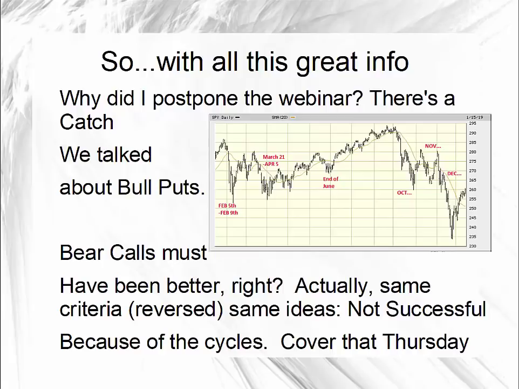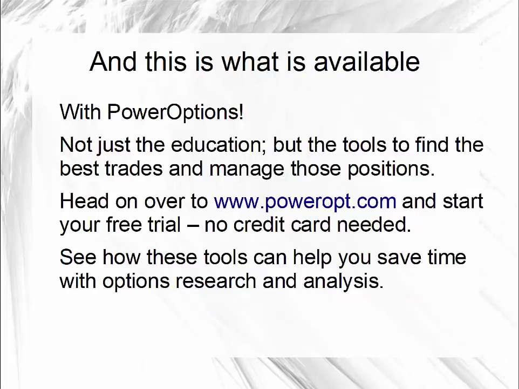Maybe we should look at bear calls on inverse ETFs, which might have been profitable even though we would have had losses February 5th to 9th, at the end of June, and in October and November, even doing bear calls because we were doing inverse ETFs. That might be a possibility. But that's what we're going to cover on Thursday. Later on this week, a few days from now, Thursday, January 24th at 12 noon, we're going to look at going a little bit beyond the basics for bear call credit spreads. And that's what we want to discuss then.